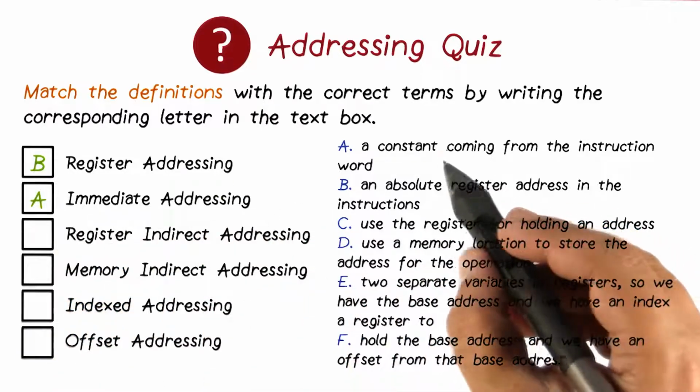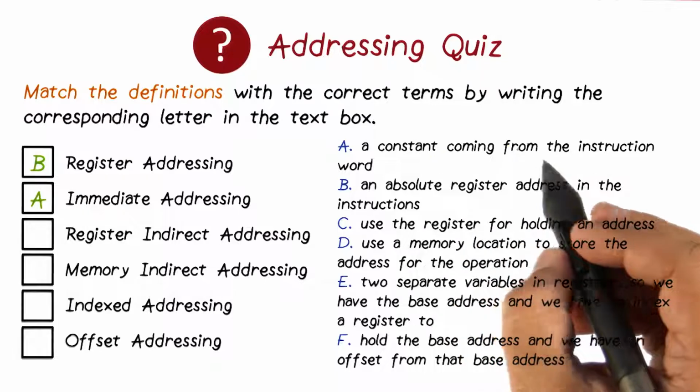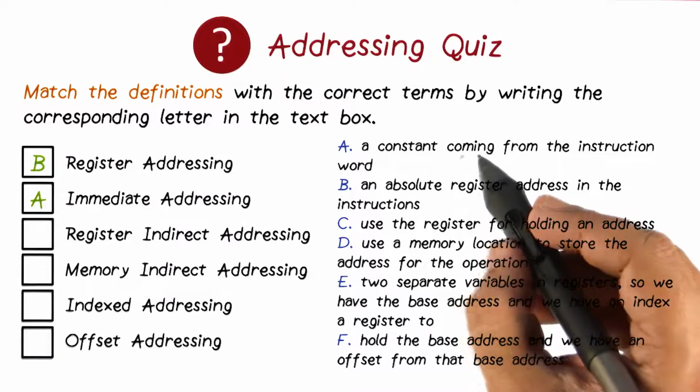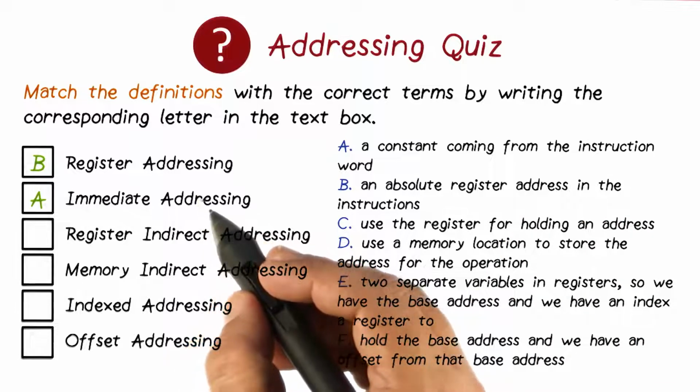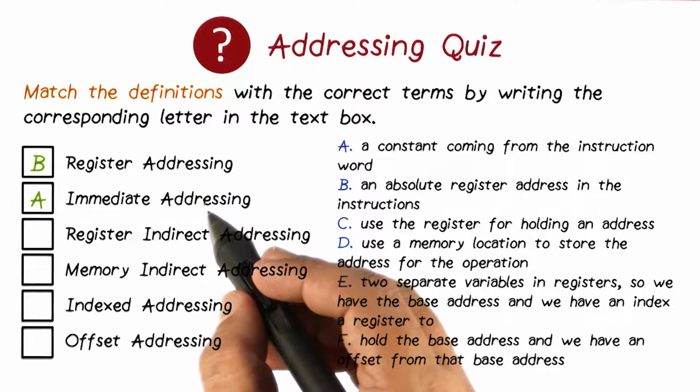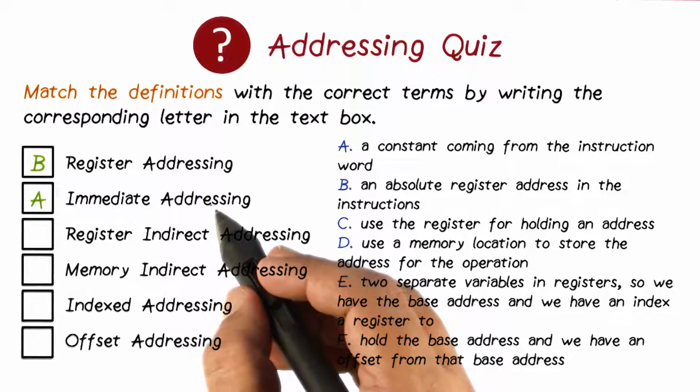The second alternative is what is immediate addressing? And the right response is A. Immediate addressing means the constant coming from the instruction word, and that is really directly embedded into the instruction itself, such as ADI R5, 7. That 7 is an immediate operand which is directly embedded into the instruction.